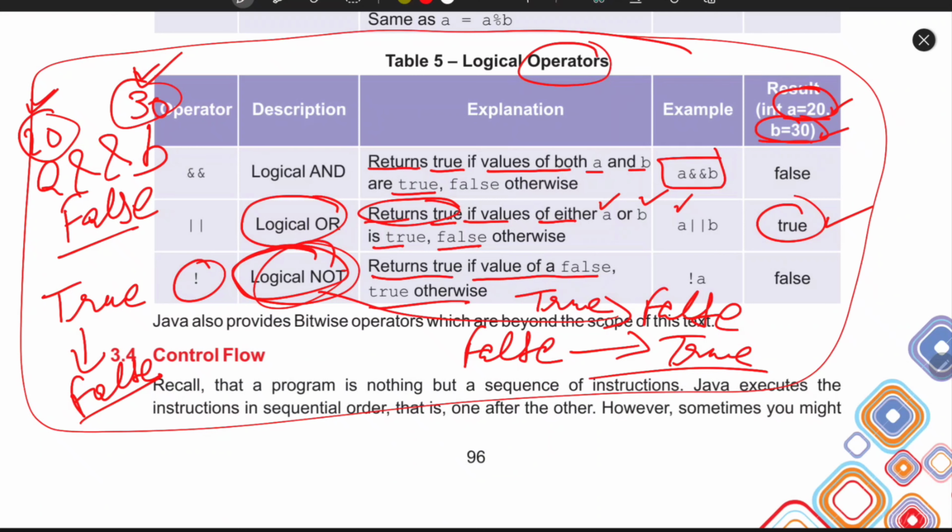And as you know, operators are just symbols, like these are the symbols which are used here, and the variables with which these operators are working are called operands.